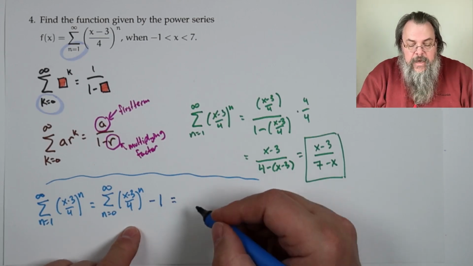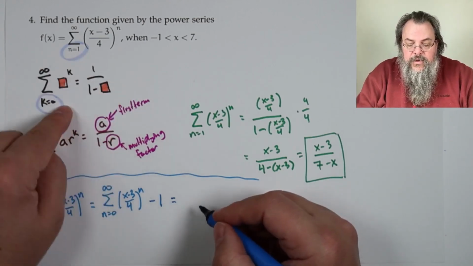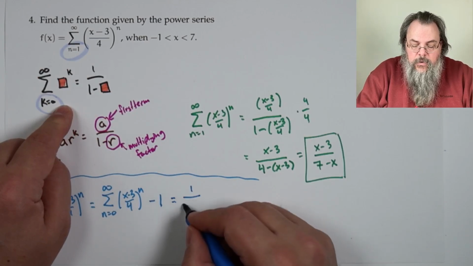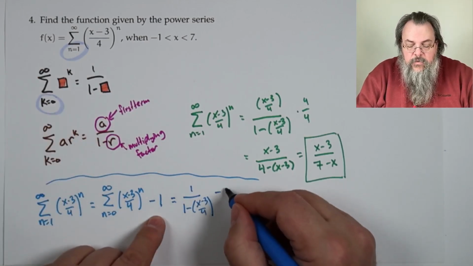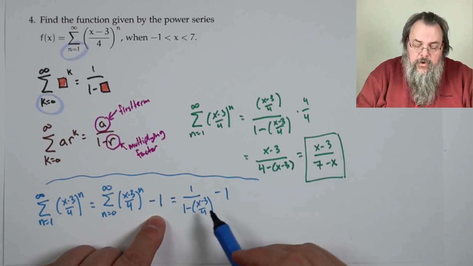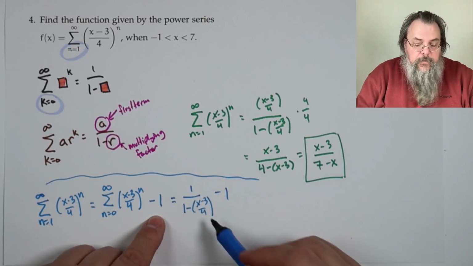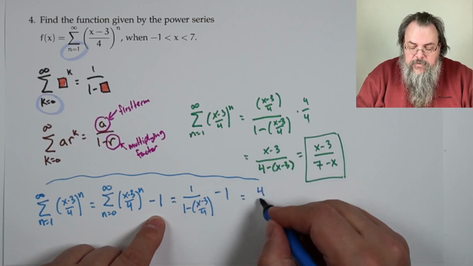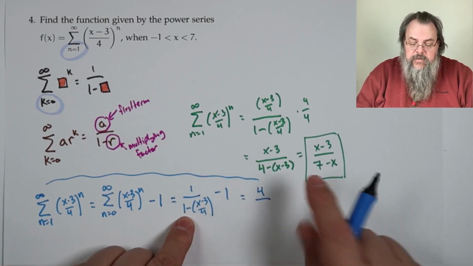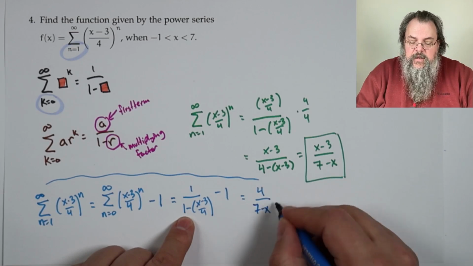So what happens? Well, now I can use this rule. So this becomes 1 over 1 minus x minus 3 over 4, minus 1. Okay, so on the first term, I'll multiply by 4 over 4, similar to what happened here. But what we get is 4 upstairs, and then you get this 4 minus x minus 3, which is 7 minus x, minus 1.